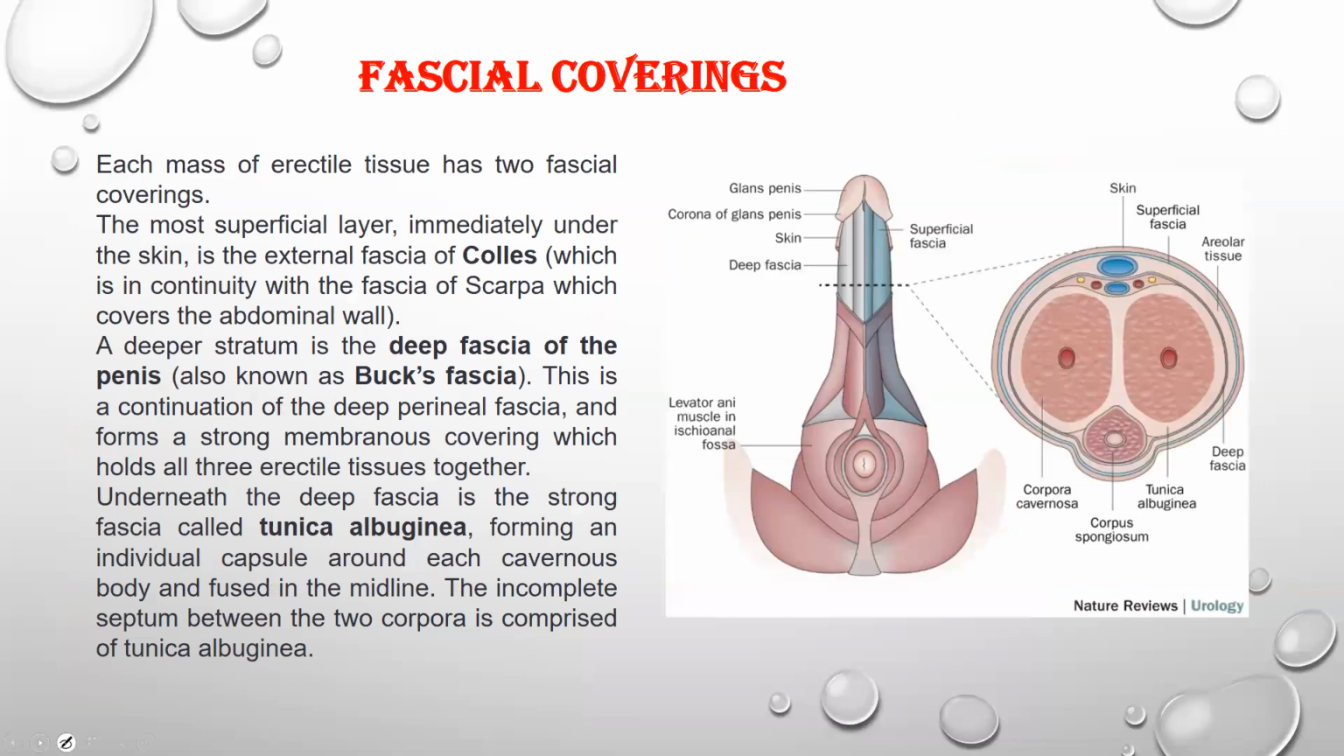Then we have another important structure, a fascial covering, which covers the whole penile structure. Understanding it one by one, there is the corpus spongiosum, and then the corpus cavernosum on both sides. This is again a picture in cross section. This is the corpus spongiosum, one, and we have the corpus cavernosum on both sides. And then we have a fascial sheath.